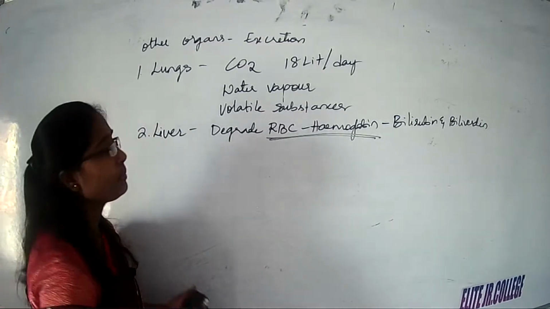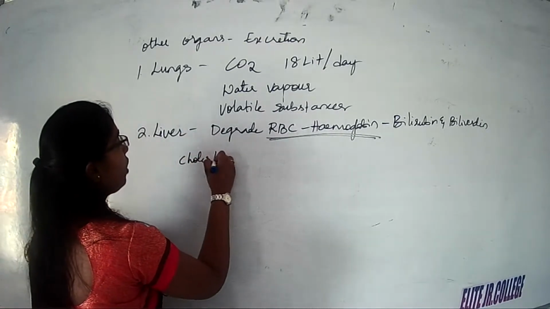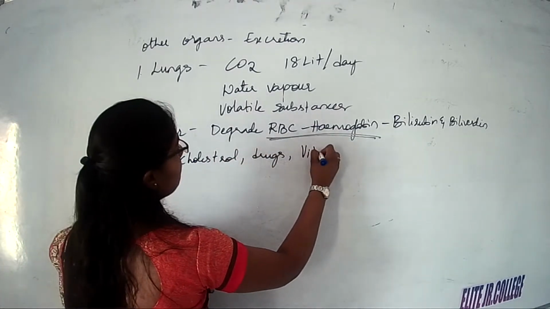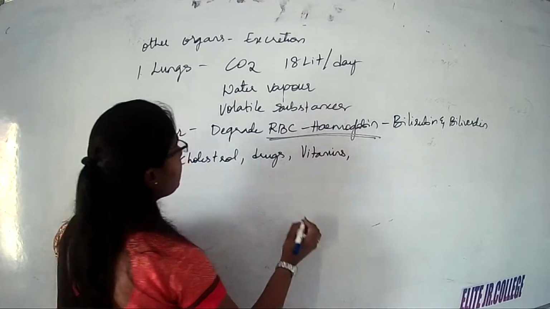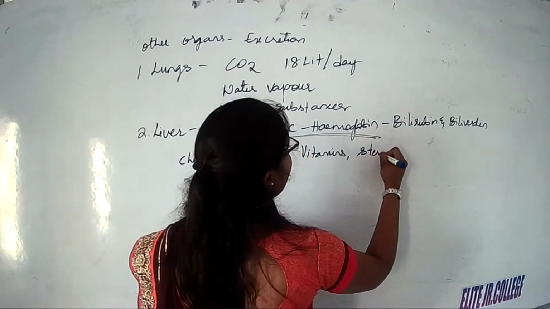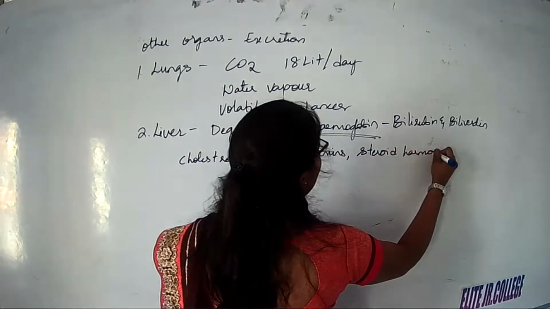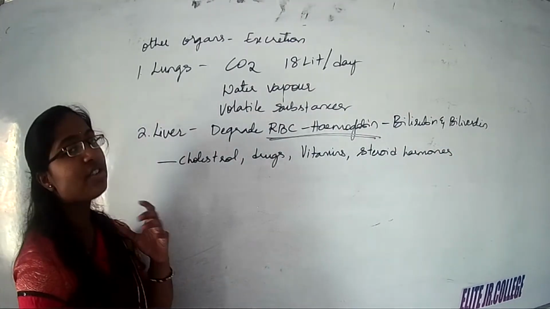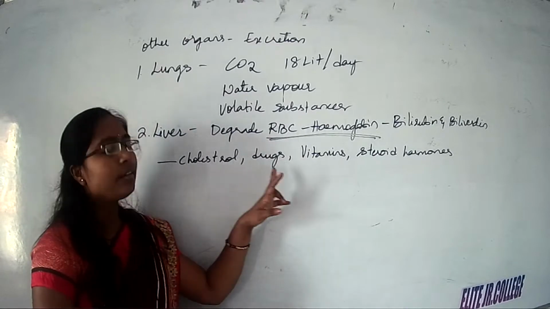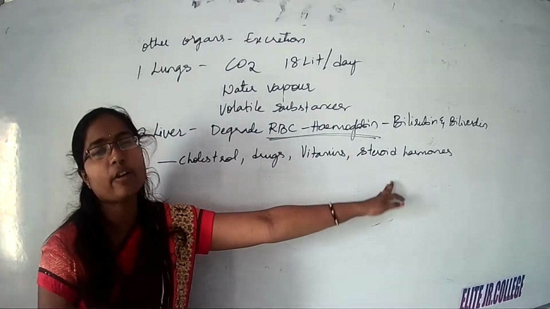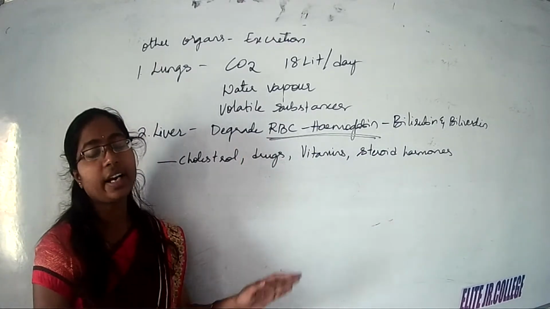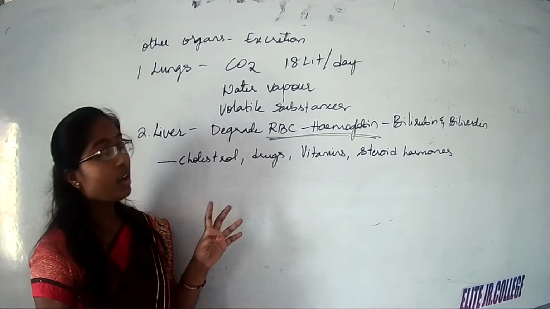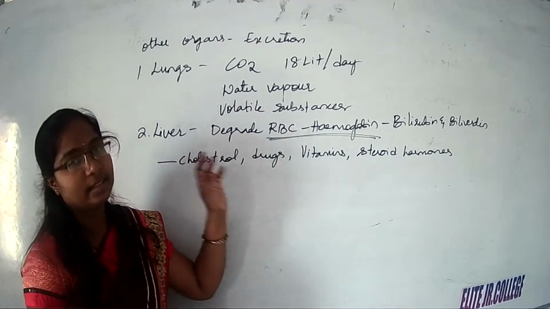And even some other substances like cholesterol, drugs, vitamins, steroid hormones, all these are degraded and eliminated by the liver only. Cholesterol, drugs, vitamins and steroid hormones, all of them are degraded in the liver only, and they are eliminated by the liver. In that way, liver is going to participate in excretion.